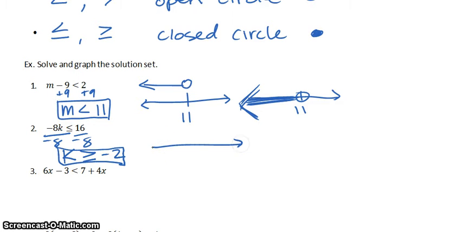So I'm going to put -2 here, closed circle, and since my variable's on the left, I can use the arrow trick and point it to the right.